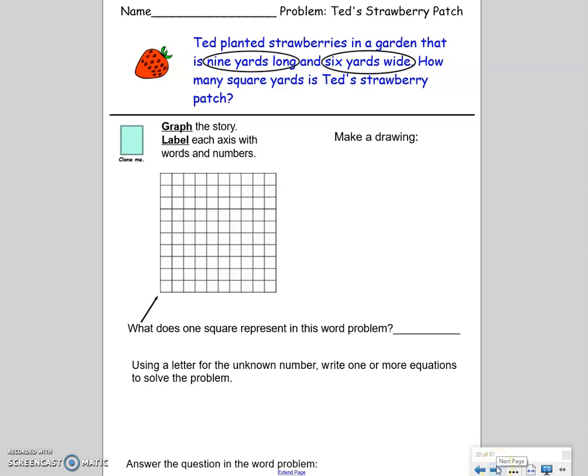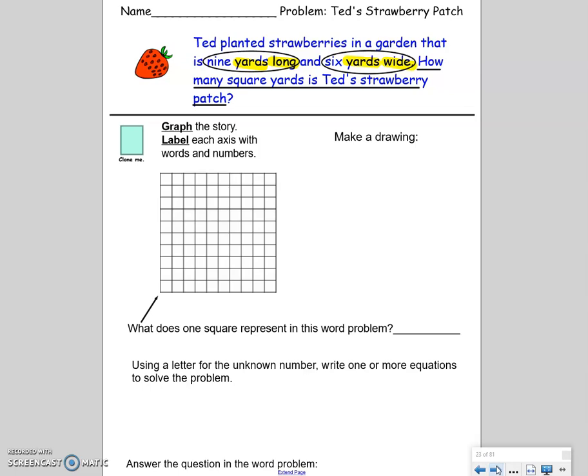I want you to take a moment and think, what is this story problem asking us to do? What is the question in this problem? The question, of course, is, how many square yards is Ted's strawberry patch? Now, I noticed a few key words, 3rd grade, that helped me know this is an area story problem. First of all, I noticed that it says 9 yards long. And I know that area story problems always talk about a rectangular object that has a length and a width, because area is length times width. I also see it says 6 yards wide. And again, yards wide tells me this is an area problem, because area is length times width.